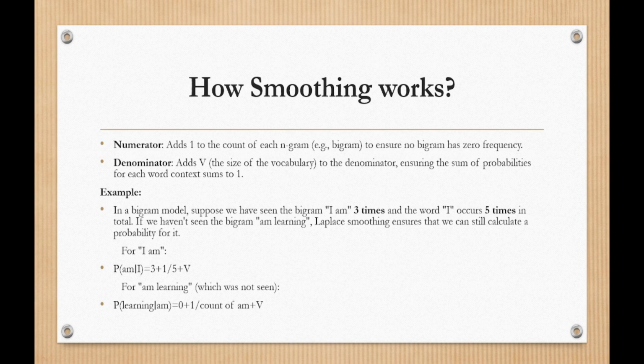For example, for the bigram "I am", the probability of "am" with respect to "I" is equal to 3 plus 1 over 5 plus V. This gives us a nice probability for "am" after "I", since we have seen it 3 times. For the bigram "am learning", the probability of "learning" with respect to "am" is 0 plus 1 upon the count of "am" plus V. Even though we have not seen "am learning" before, the Laplace model still gives it a tiny probability by adding 1 to the count and using the total count of "am" and V.